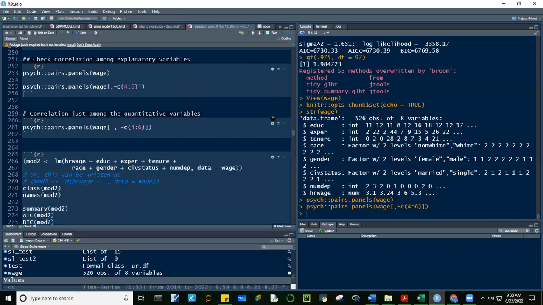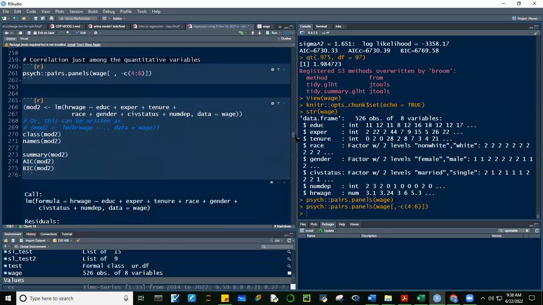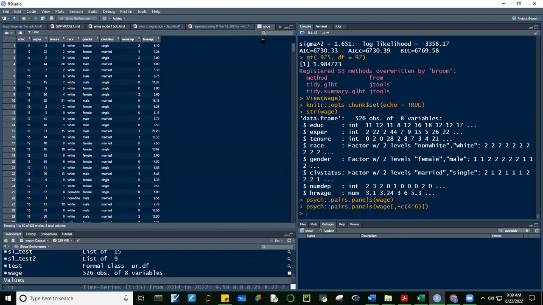Now what we did last time was to create a linear model. So our model two is lm, linear model, where we regress hourly wage on education, experience, tenure, race, gender, civil status, number of dependents, and we define the data to be equal to wage. Notice that we can include race, gender, and civil status, even if they're categorical variables, for as long as, as far as R is concerned, we have converted these into factors. By factor, what we mean is that R is going to dummify these variables. When we say dummify, guys, it converts them into a 1 or a 0. So that's what we mean by dummify.